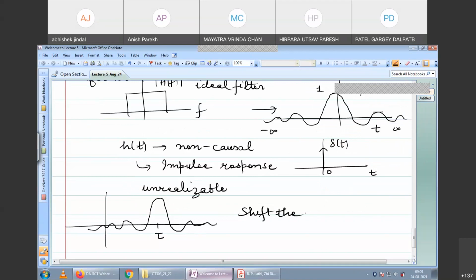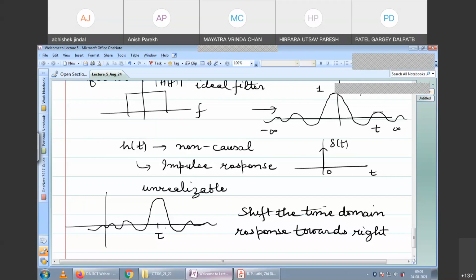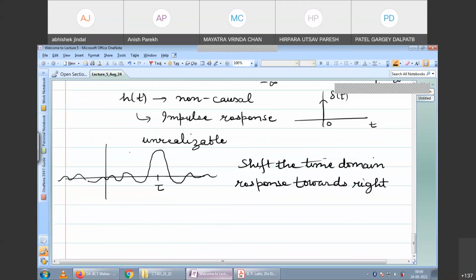Shift the time domain response towards the right. Okay. So this has taken my main response towards the right, but still this thing remains. Okay. So what to do? You cut it off. It means that you just apply some rect function, that is h of t into rect, or u of t, you can say. Better is to use the u of t function instead of the rect function. U of t would be better. Okay. So use h of t into u of t.